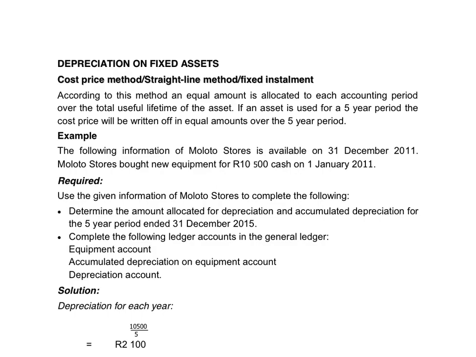Good morning. We will pay attention to depreciation on fixed assets today. We will spend time on the cost price method. That's also called the straight line method, or fixed installment, and they can say that they're going to calculate it over a period of 5 years. According to this method, an equal amount is allocated to each accounting period over the useful life of the asset.